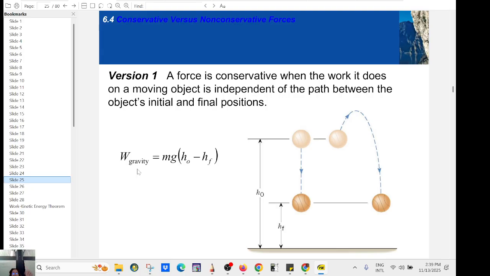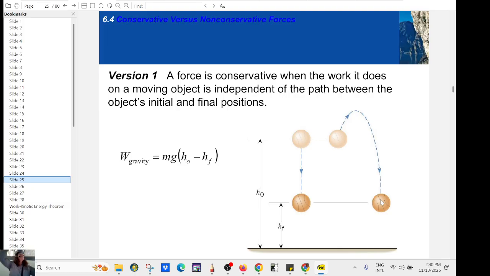At the end, it's just this delta h. So whether you go from here to there or from here to there, it will be the same change in potential energy. It will be the same work done by gravity. So each time you have a force connected to potential energy, what matters is the initial position and the final position. In between, we don't care.